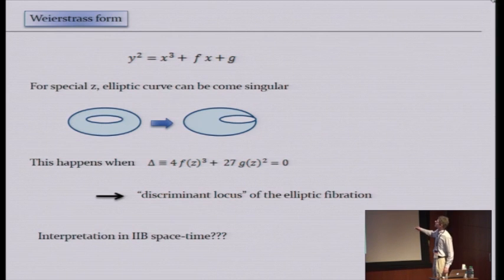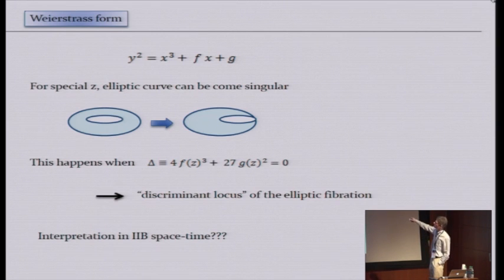Now, f and g depend on coordinates on this type 2B spacetime. And generically, you get a nice smooth elliptic curve. Okay? But it's not always like that. If you tune the coefficients a little bit, then this elliptic curve can become singular. If you're going to vary it, that's bound to happen at some point. Why? Well, you can just compute where it goes singular. This curve turns out to go singular when this particular combination is 0. The particular combination is 4f cubed plus 27g squared. f and g are these coefficients here. This combination is often called the discriminant. And when the discriminant vanishes, this elliptic curve has become singular.